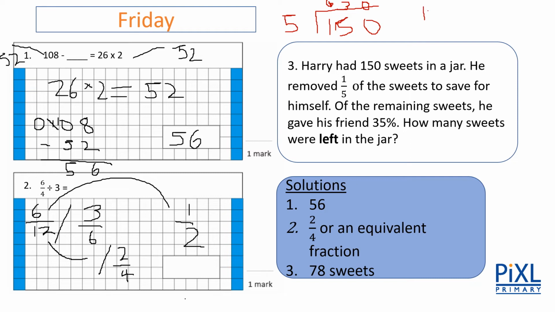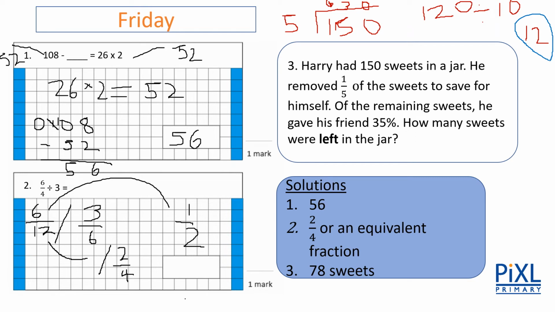I now need to find 35% of 120. So to do that first, I'm going to find 10%, then I'm going to find 5%. I'm going to times 10% by 3 and then add my 5% on. So for 120, to find 10%, I'm going to divide it by 10 like we've been doing this week. 120 divided by 10 is 12. So that's 10% there. I'll circle 10% in blue, which is 12.